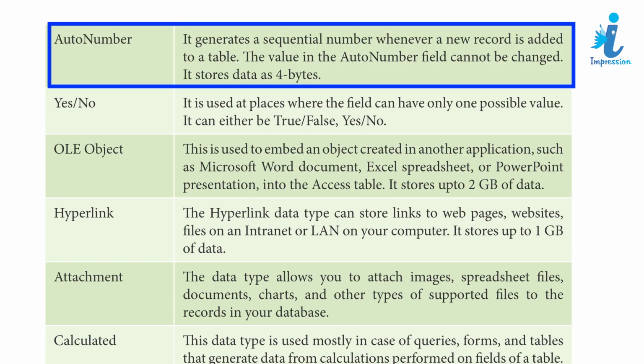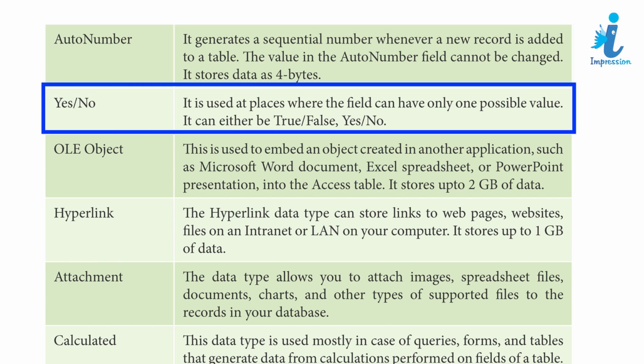Auto number. It generates a sequential number whenever a new record is added to a table. The value in the auto number field cannot be changed. It stores data as 4 bytes. Yes, No. It is used in places where the field can have only one possible value. It can either be true, false, or yes, no.